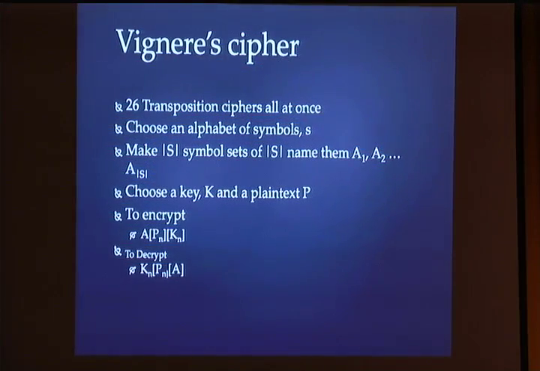The way you actually do it, if you wanted to do it mathematically, is you essentially choose a symbol S. For every symbol S, you make a separate alphabet, a separate set of transpositions, A1 through AS. Choose a key and a plaintext. To encrypt, you choose the ciphertext transposition, the plaintext letter, the key letter.